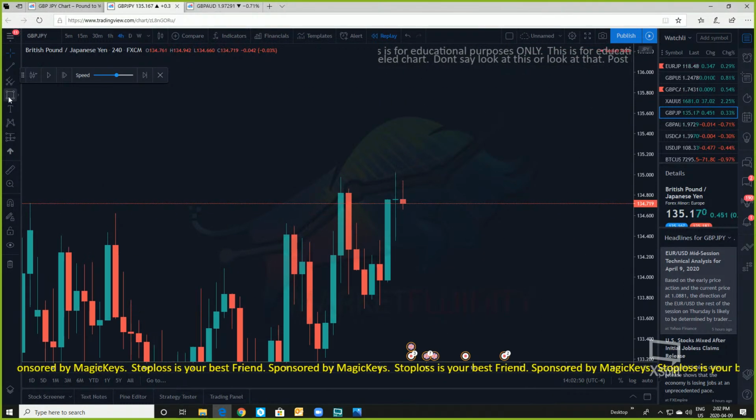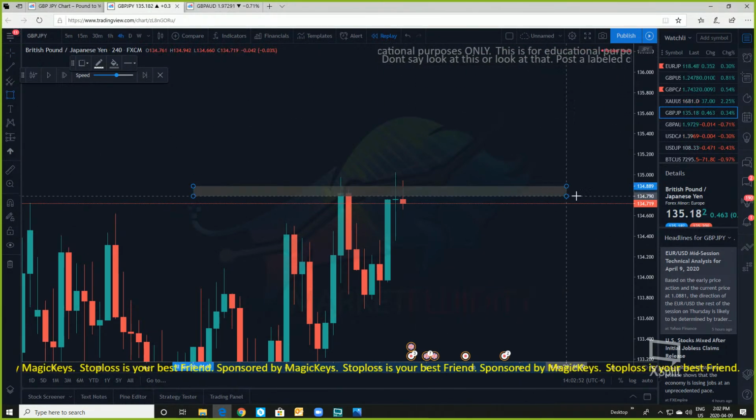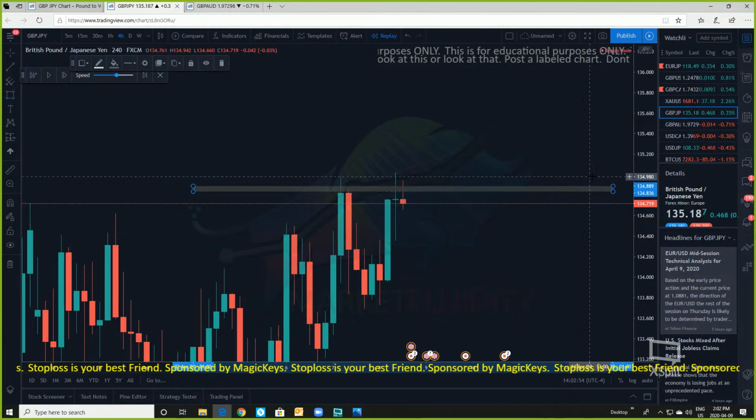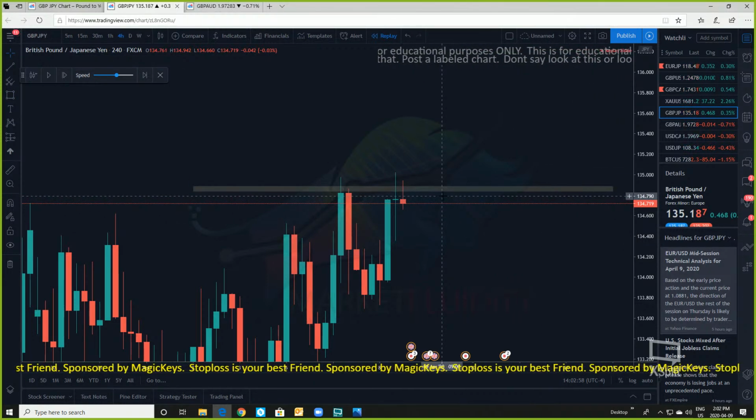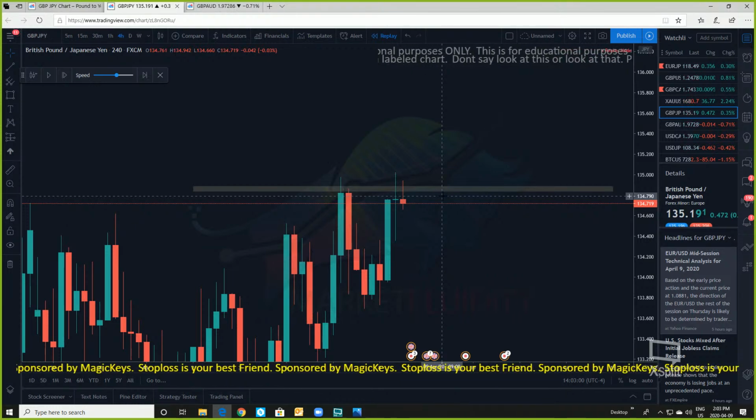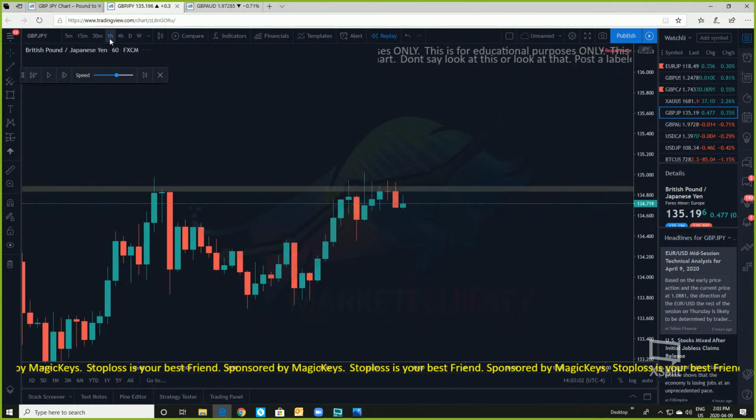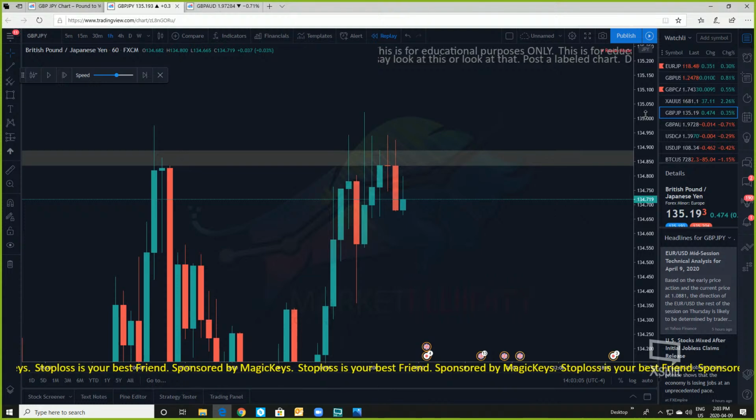However, the 4-hour chart is approaching some sort of resistance right over here. This could mean that price may go down, but we need to see some sort of confirmation that price is going to go down. So let's look at the 1-hour time frame. We're looking at the 1-hour time frame right now.